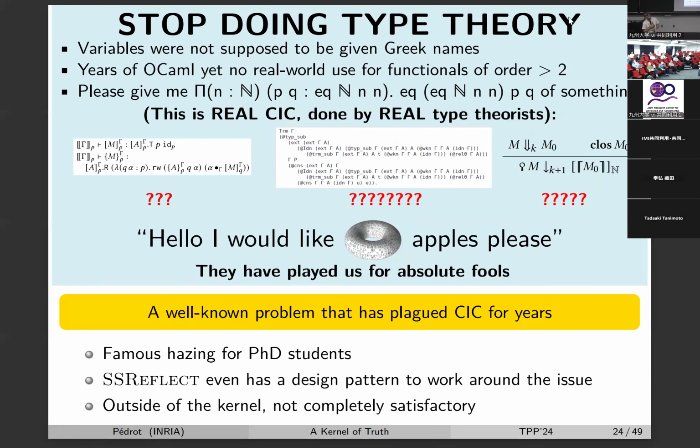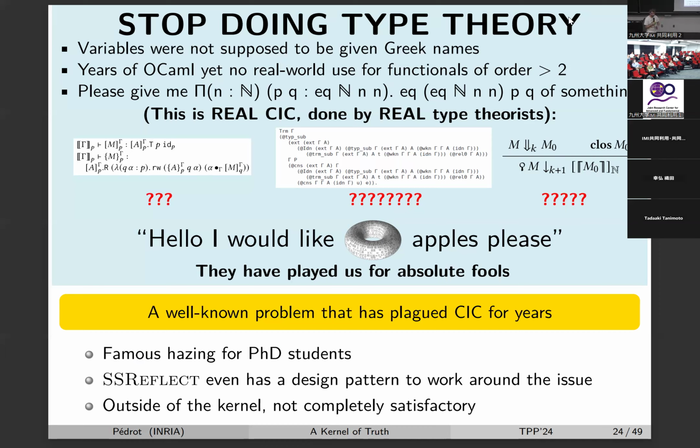And it's a very well-known problem. It's a famous issue. I remember the time when I was younger, we were given these kinds of problems, and you had to write the solution by hand and suffer for a few hours trying to understand what was going on. It's so well known that people use reflection as a design pattern to work around this issue, but it's not inside the kernel, so it's kind of hackish, if I might say.